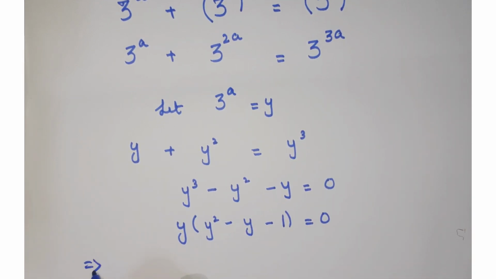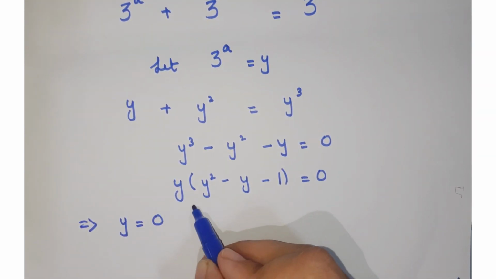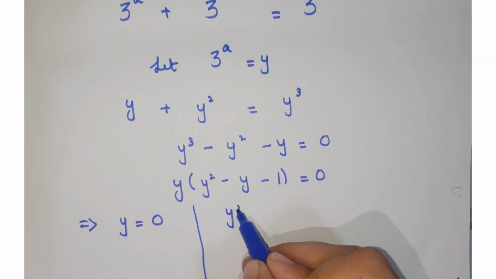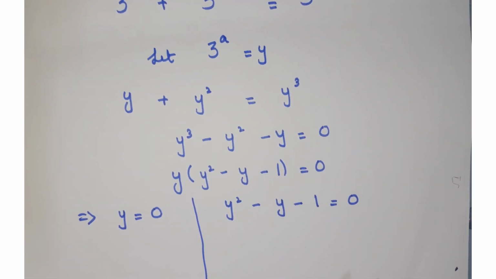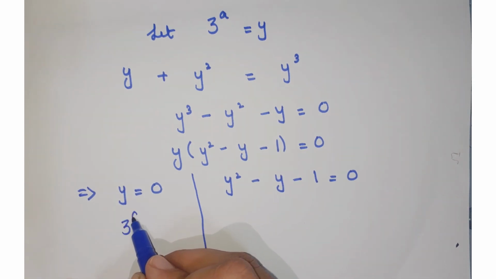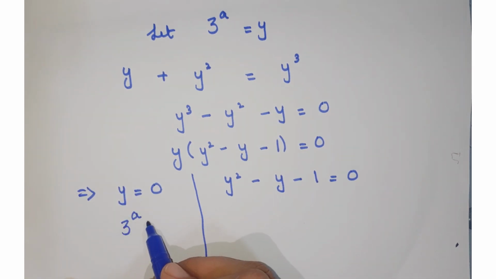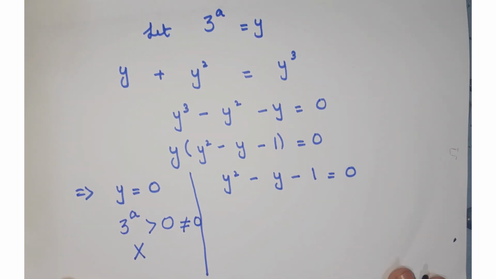Now this implies that y is equal to 0, and the other is y square minus y minus 1 is equal to 0. Since y is equal to 3 to the power a, and 3 to the power a is greater than 0, y is not equal to 0. So we reject this solution of y here.